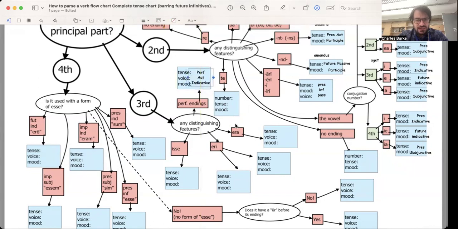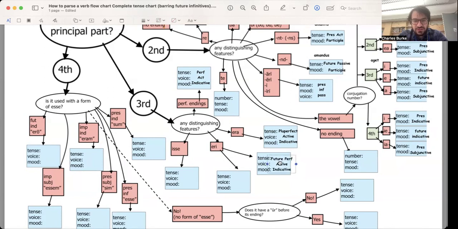If it has the ERA, that's your hint that it is pluperfect. And then again, active and active for all of these, and in this case, the mood is indicative. Oh, I missed one. Okay, if it has eri, that's your indication that the tense is future perfect, active, and indicative.